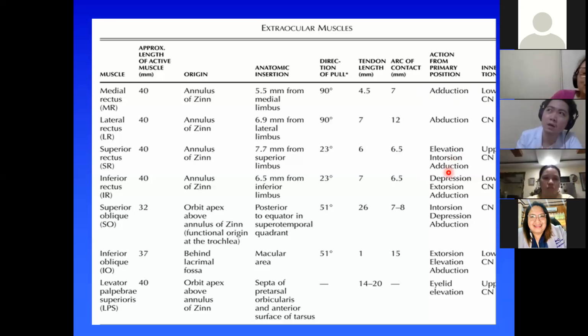Now, let's talk again. Let's go to your scissor again. Do you still remember the scissor? Yes, Doc. The vertically acting muscles. What are the vertically acting muscles again? The superior rectus, inferior rectus, superior oblique, inferior oblique. Okay? The medial rectus is not here.